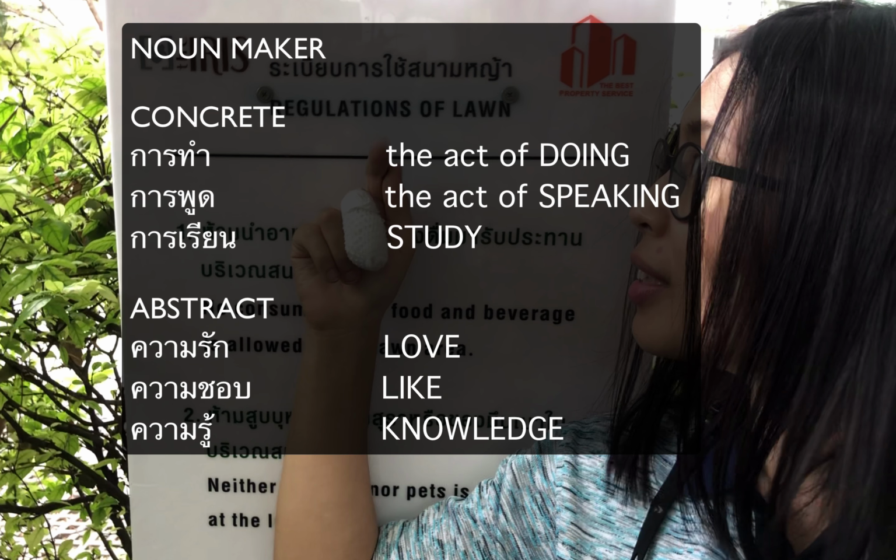and the abstract noun maker is ความรัก so ความ with a verb or an adjective becomes a noun. ความรัก love ความชอบ like ความรู้ is to know, and the noun form of to know is knowledge.